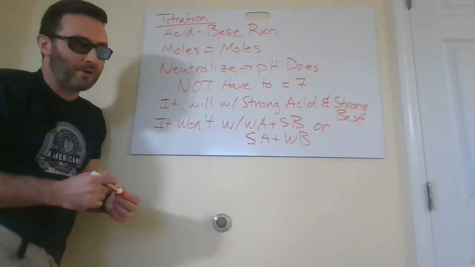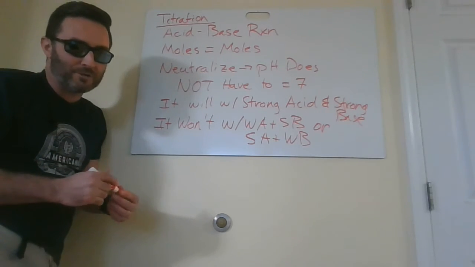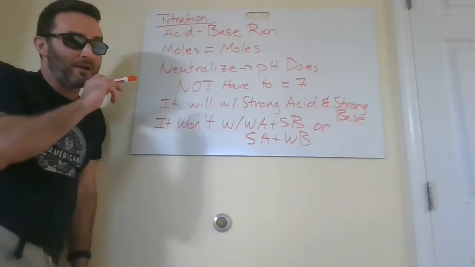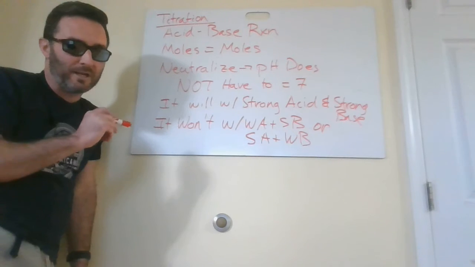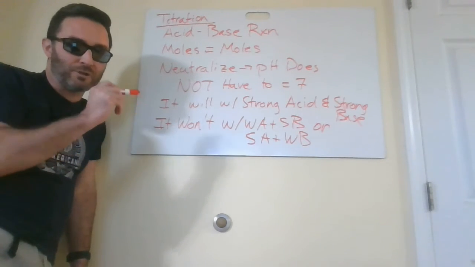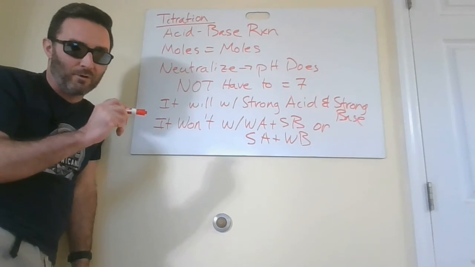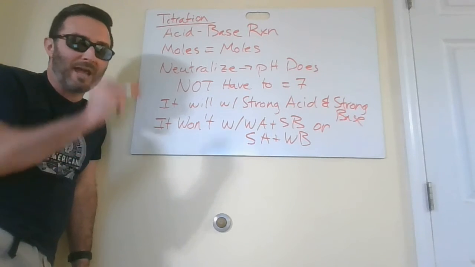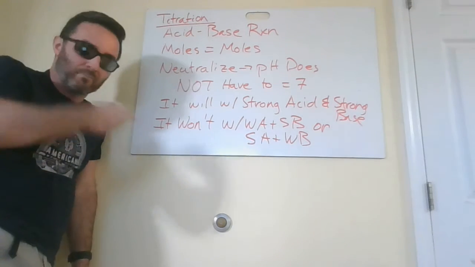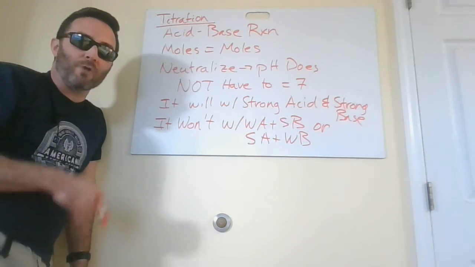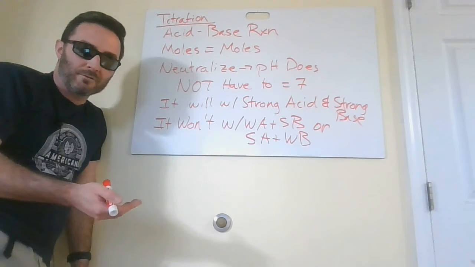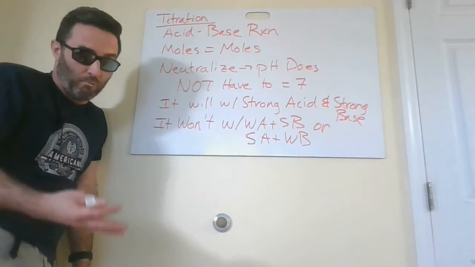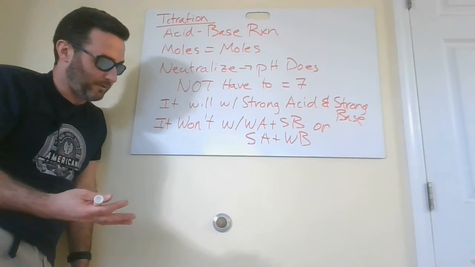And at that point, you can then go run numbers and say, okay, I had an acid that was this molarity. I know I added this volume, so molarity times volume gives me moles. I know I had to have this many moles of base, and then I can run those numbers based off molarity and volume to figure out what variable I was missing.